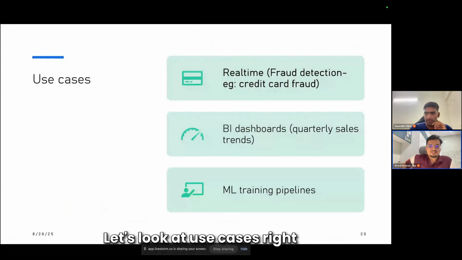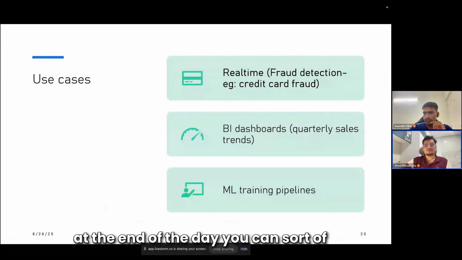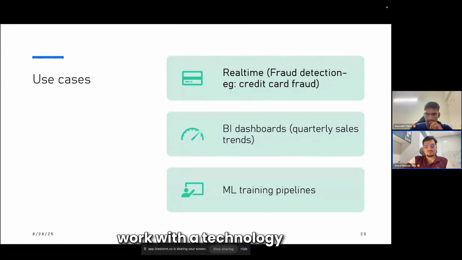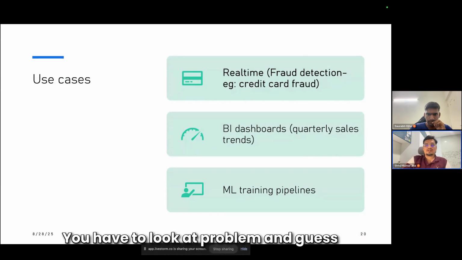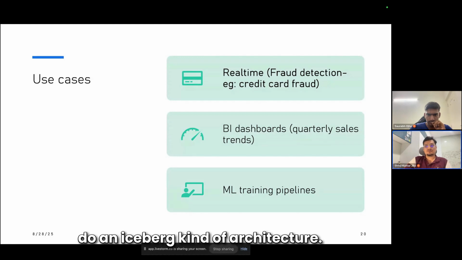Let's look at use cases. At the end of the day, you can work with a technology and keep looking for problems, or you have to look at the problem and guess that, you know what, this is the perfect place where I can do an Iceberg kind of architecture, and this is the place where I should probably not find Iceberg a natural fit.